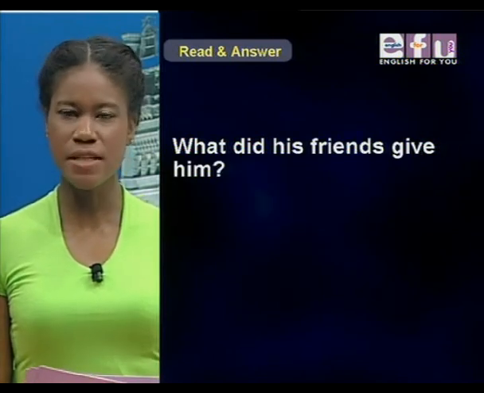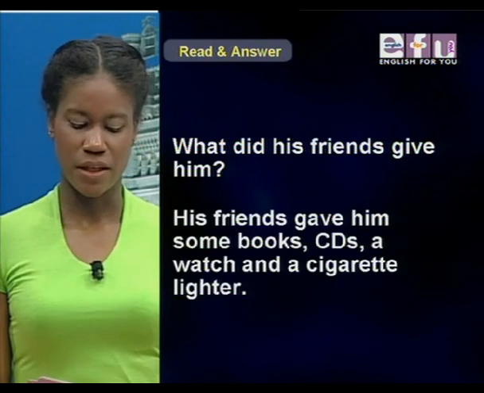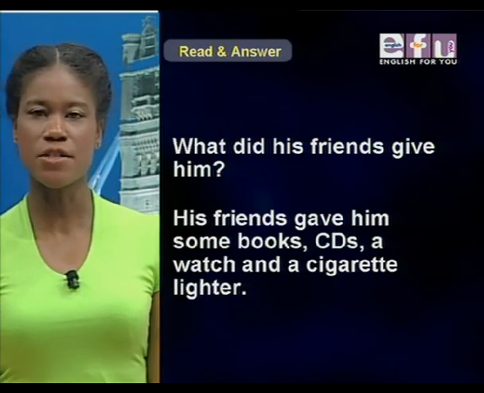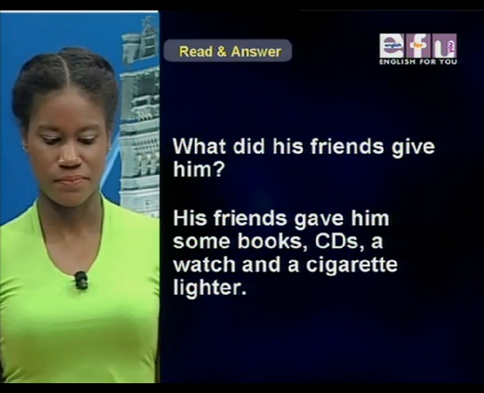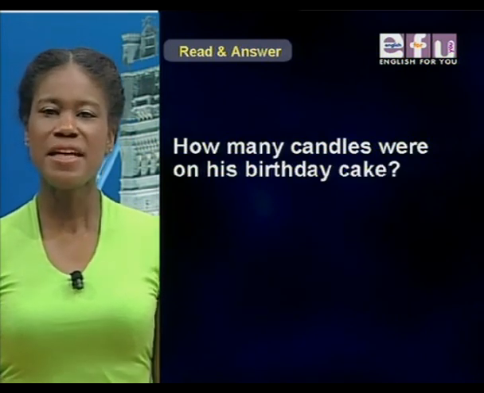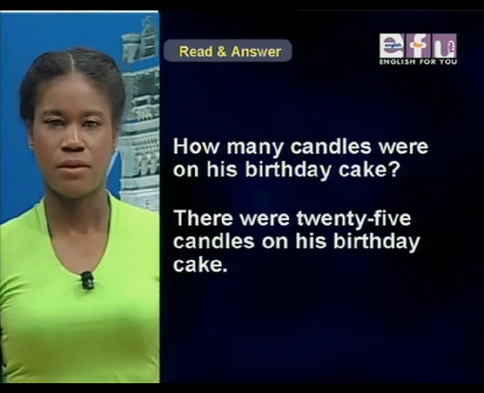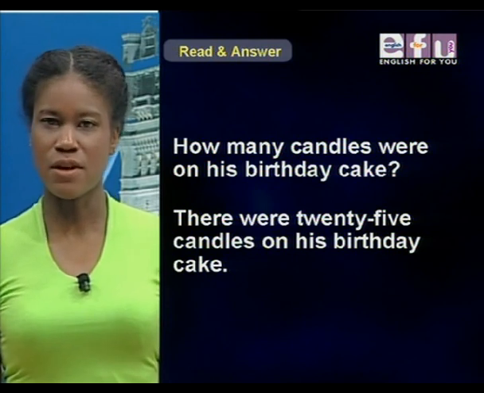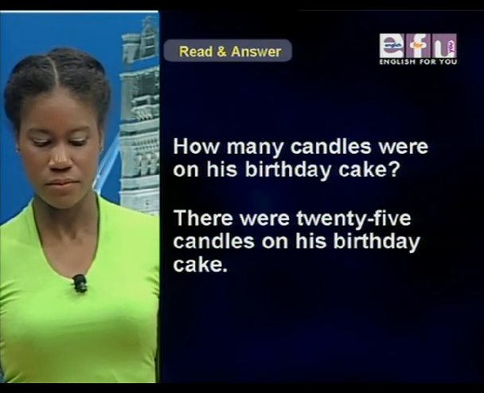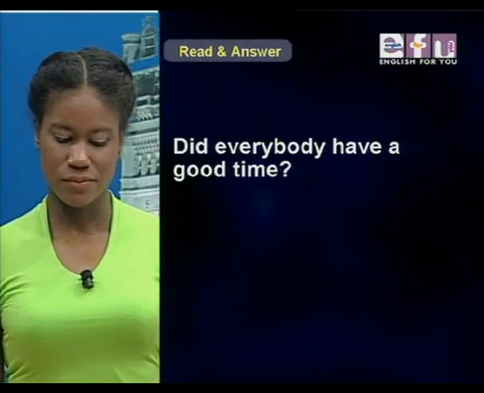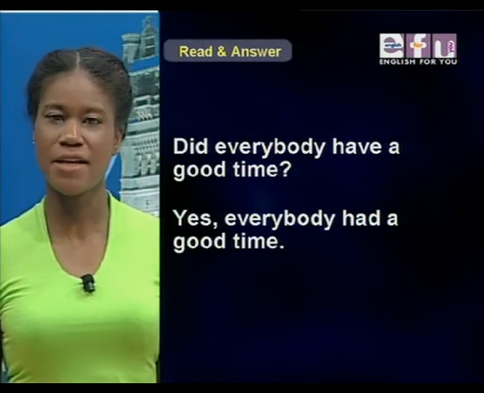What did his friends give him? His friends gave him some books, CDs, a watch, and a cigarette lighter. How many candles were on his birthday cake? There were 25 candles on his birthday cake. Did everybody have a good time? Yes, everybody had a good time.